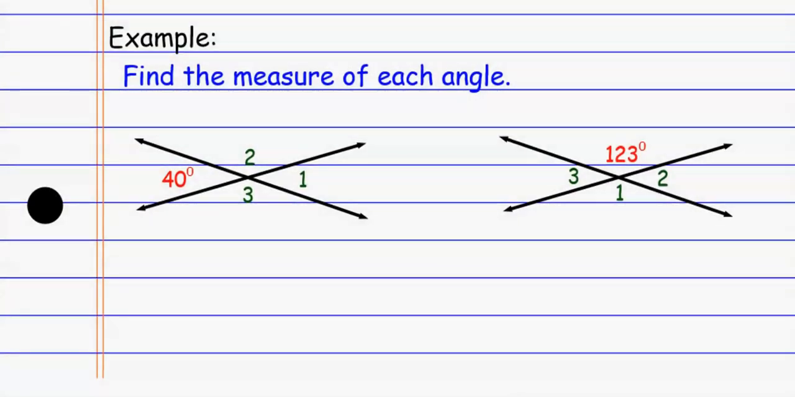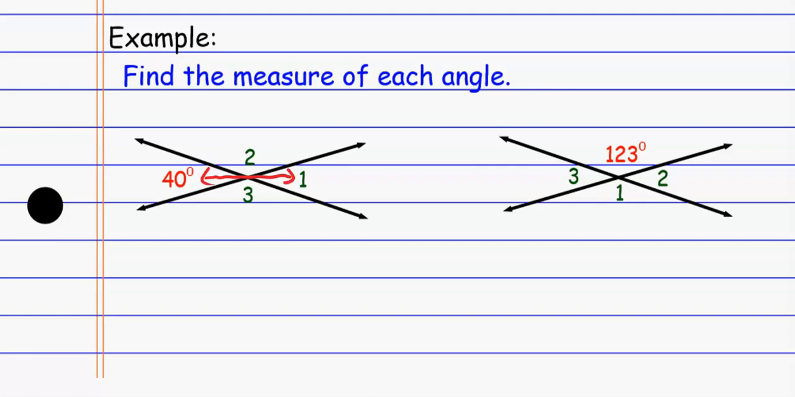If I look at these, it says find the measure of each angle. So once again, we're talking about vertical angles here. The idea of vertical angles are the ones that are across from each other. And so when I look at this one, it is across from angle 1. So those are vertical angles.